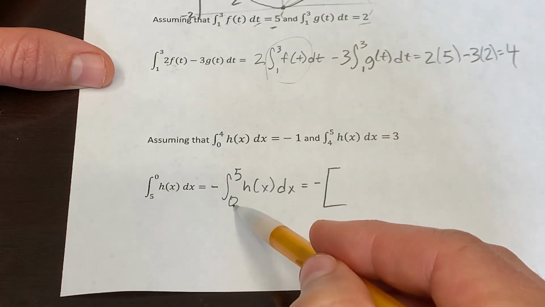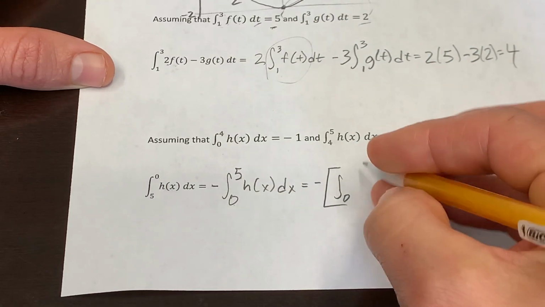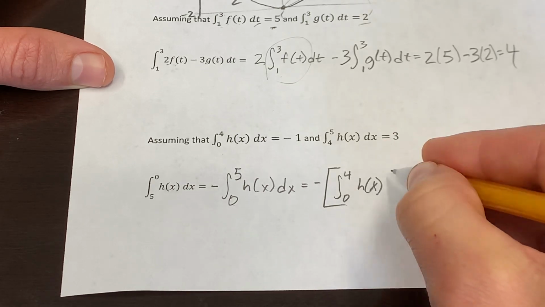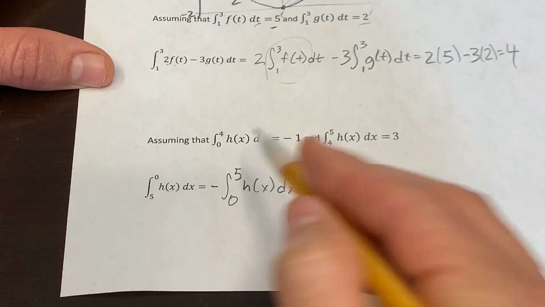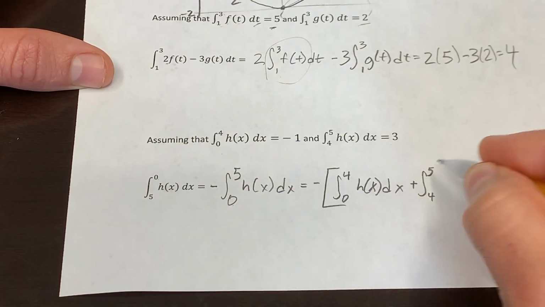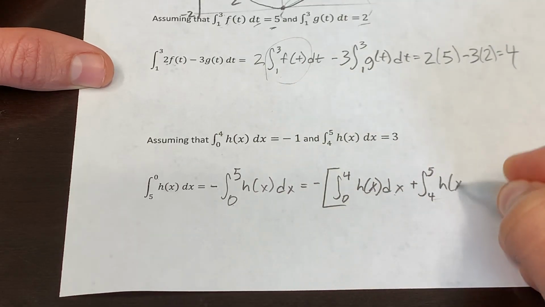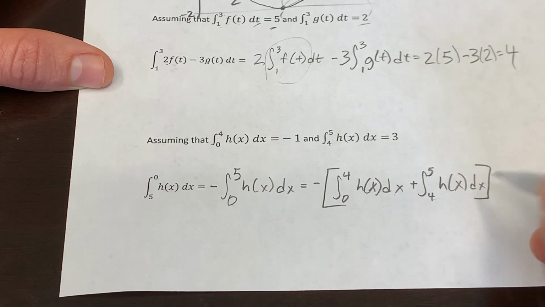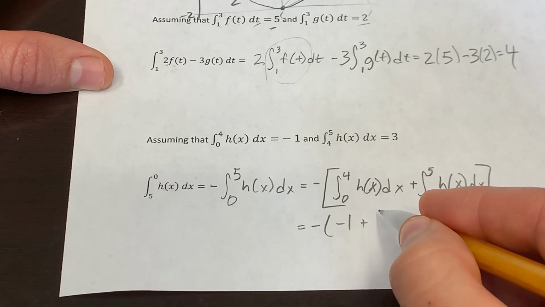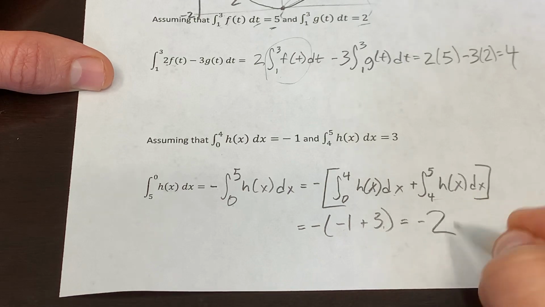Now, if I want to know the signed area from 0 to 5, that's the same as putting together the signed area from 0 to 4. Why am I using that? Well, because I happen to know what it is, right? Plus the signed area from 4 to 5. You can put rectangular boxes in that and rectangular boxes in that, then add them together, right? Well, this is rather handy because I know those two. This is -1, this is 3. So let's say that's +2. The entire thing is -2.